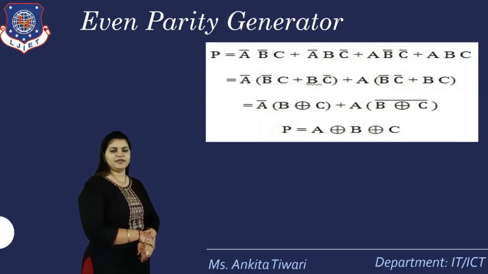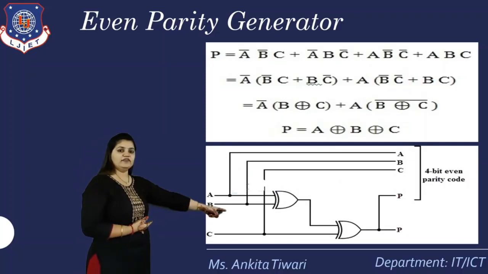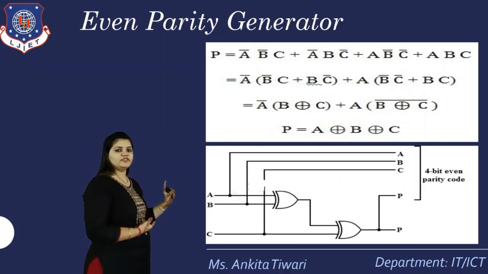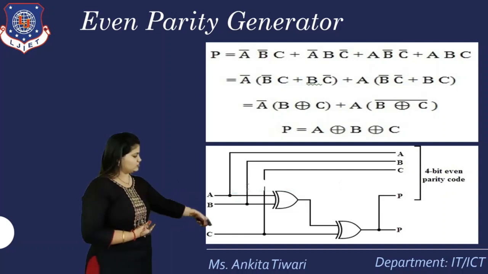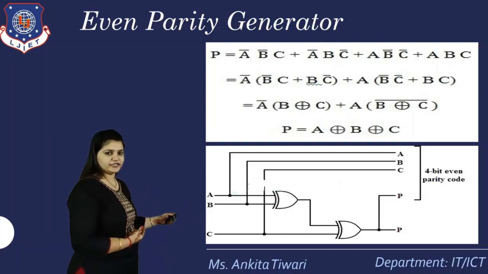We got parity bit as P. So here the output will be generated in the form of P itself. We got it as an output. Now with respect to output, we need to have the inputs A, B and C with the XOR gate, and you get P. So this is what the logic circuit is.